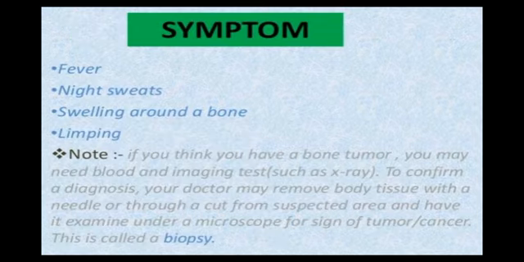Moving down next to symptoms. Symptoms can be fever, night sweat, swelling around the bone, limping. Note: if you have a bone tumor, you may need blood and imaging tests such as X-ray. To confirm a diagnosis, the doctor may remove body tissue with a needle or through a cut from suspected area and have it examined under a microscope for signs of tumor, cancer. This is called biopsy. So looking at the symptoms, we just can't say that a person is affected with cancer. For confirming the case, either we have to do a blood test or an imaging study, and also we can do a tissue culture that is known as biopsy.